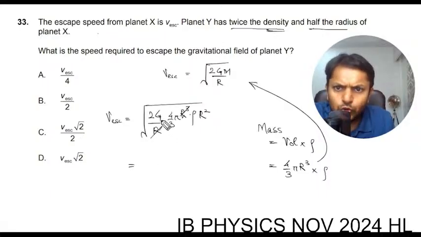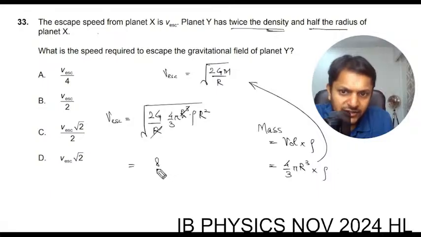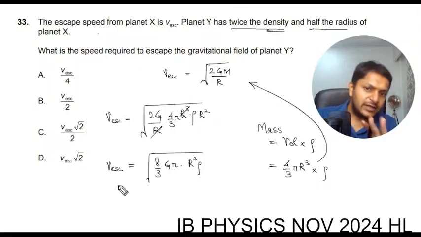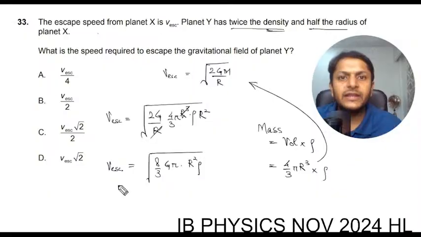So 2G, 4/3 pi is a constant value. You are left only with rho and r. So it is 8/3 G pi rho r square. Let us just create this formula and keep it like that.